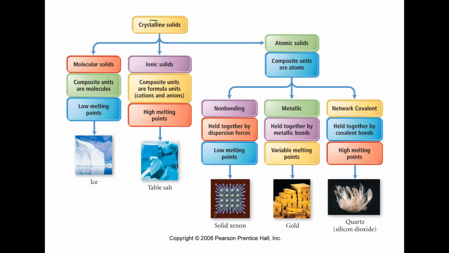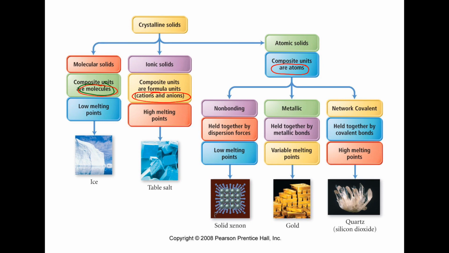Here we have a schematic that shows the variations in crystal solids. So all these things are crystalline solids. They are separated by what the smallest units are. In molecular solids, the smallest unit is a molecule. In an ionic solid, the smallest units are cations and anions. And in an atomic solid, the smallest unit is atoms. And what I like is that across the bottom here, it has examples of each type.